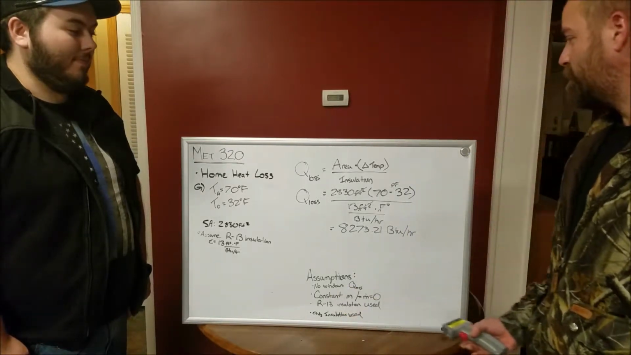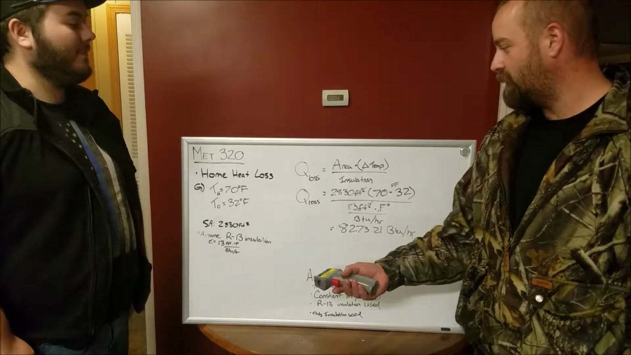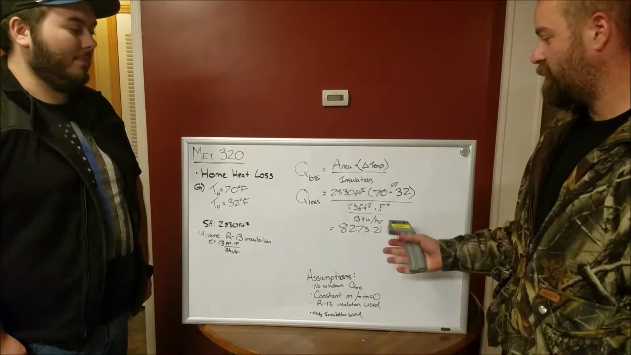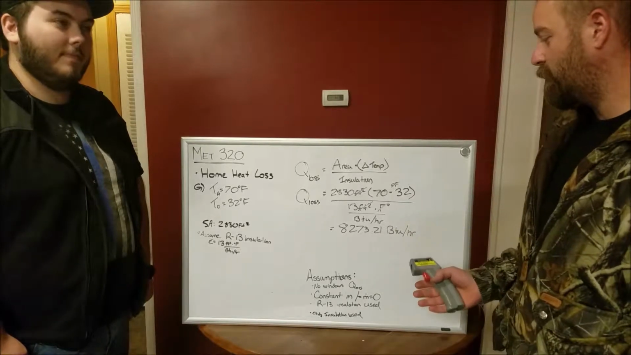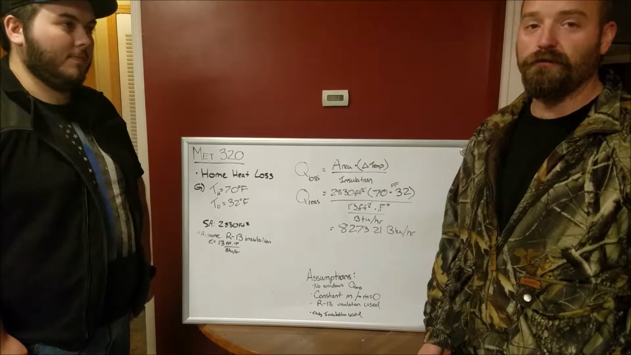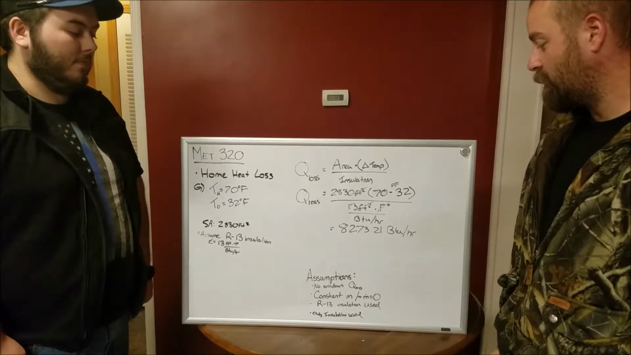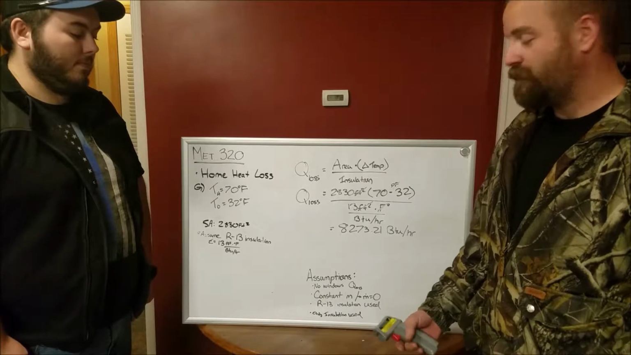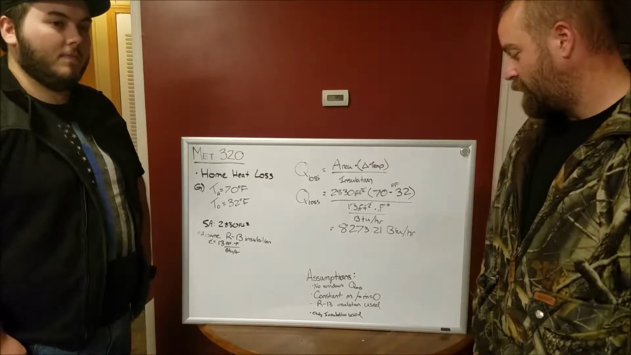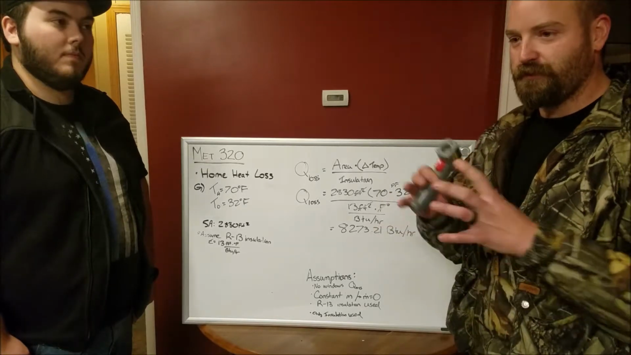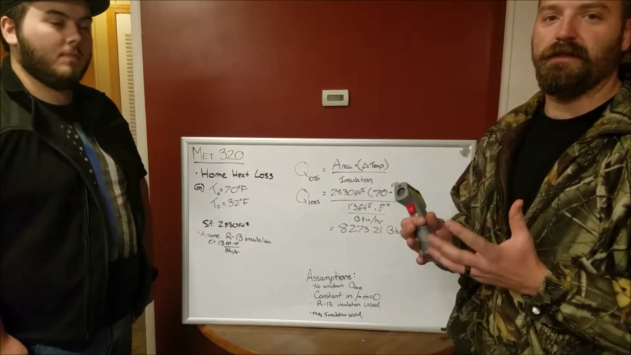What we've done here, we're calculating the loss of my home based off of the type of insulation that we are assuming. We're also making a few other assumptions, such as we're not calculating the windows in the home. The mass is constant, and our insulation we're assuming is R13 throughout the whole house, just 100% insulation.